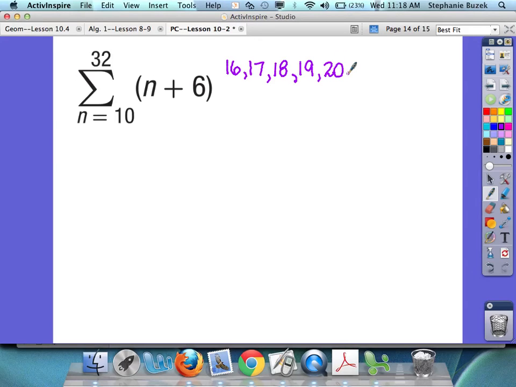Okay, so really when you think about that, if n is 10, I get 16. If n is 11, I get 17. If n is 12, I get 18. Okay, 13, 14. What do you think? If n is 32, what is that going to be? 38. So now I need to find the sum of those numbers. So how many terms are between 16 and 38?